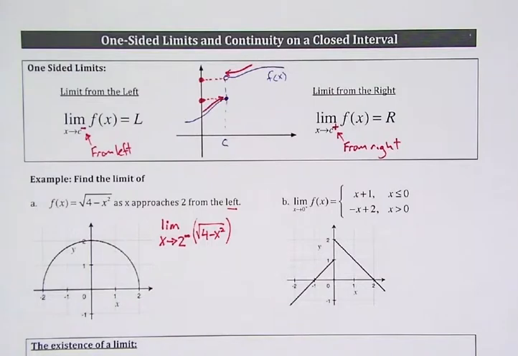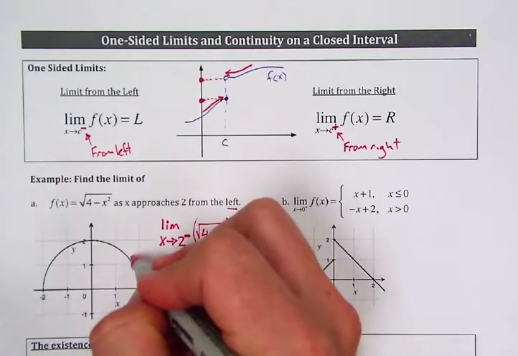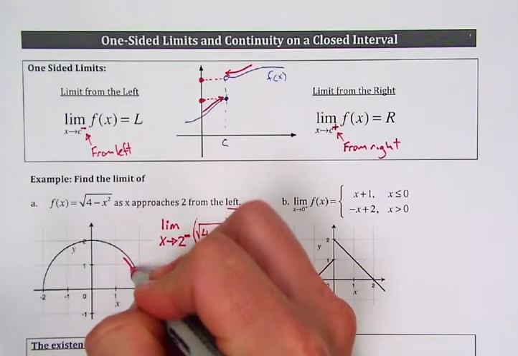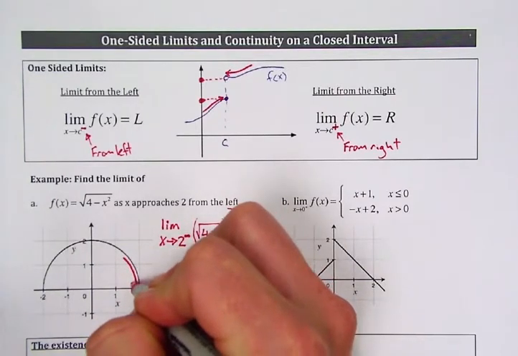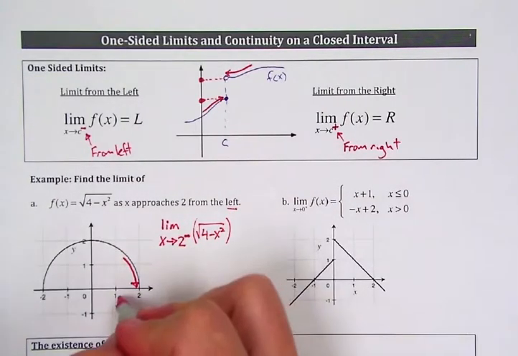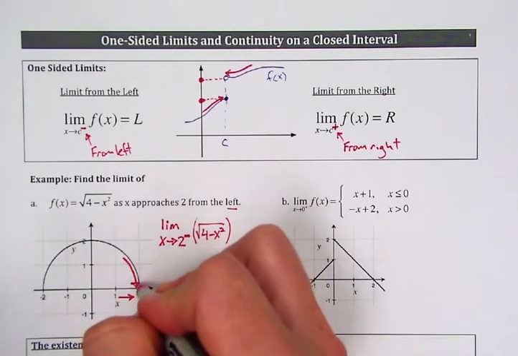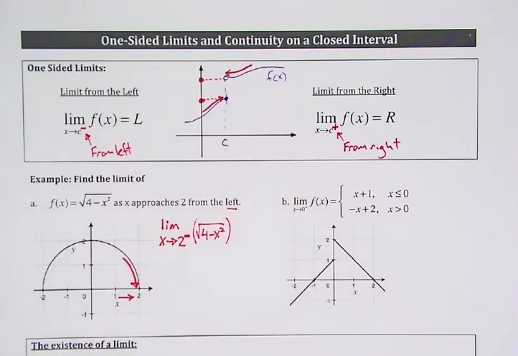So we can perform this graphically. As we approach 2 from the left, right here, so x is going this way, what is our function getting closer and closer to? Well, it looks like 0.